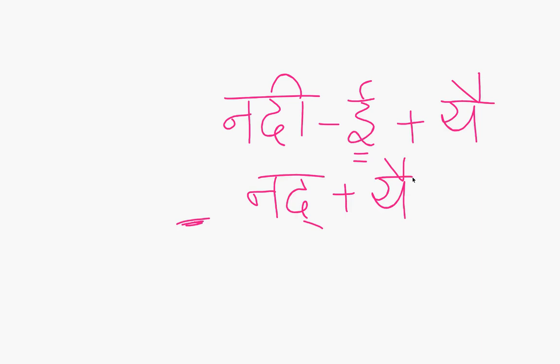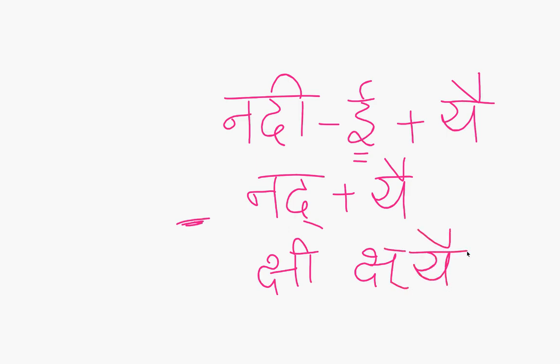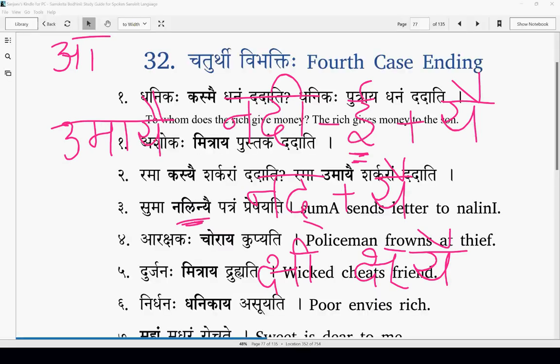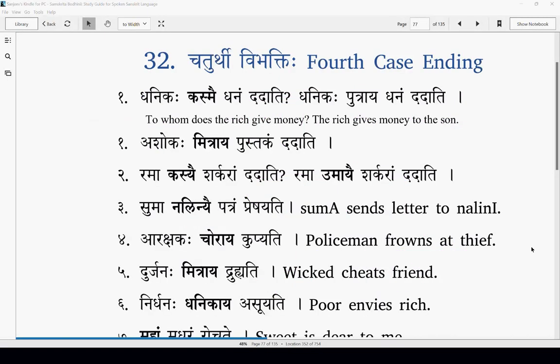Similarly, Nalini, Meenakshi. So in Meenakshi also we have Kshi. From that Kshi, remove E. So we get just Ksha. And then you add Yai. But if the Strilinga Shabda is ending in A, then there is no need to remove anything. Just add Yai there. Like Uma, Umayai. So here we have Nalinyai. Nalinyai patram preshayati. Suma.